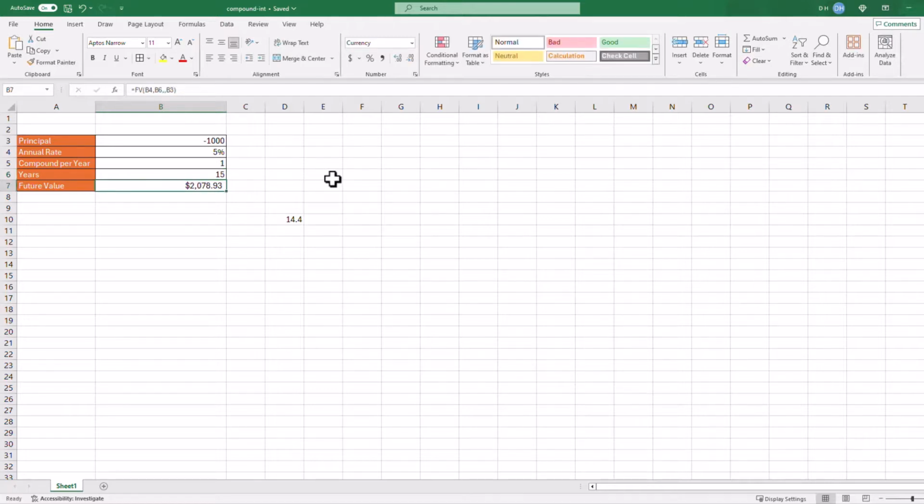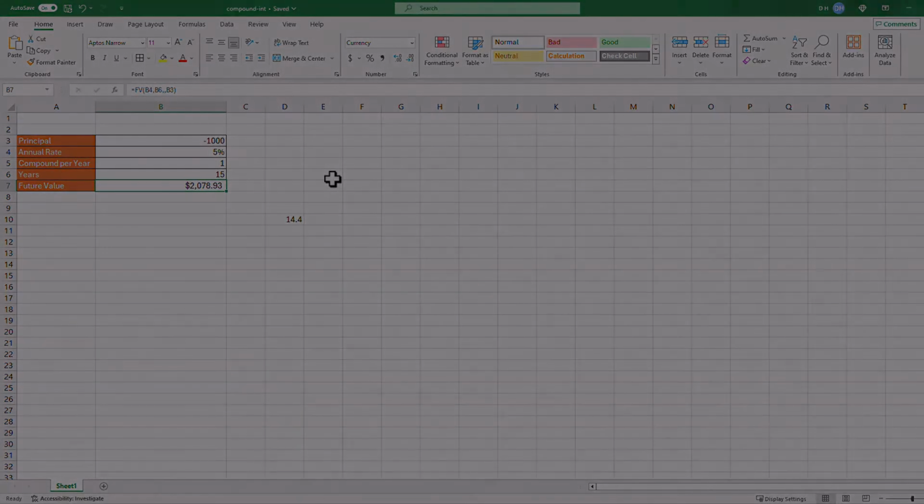So if you didn't want to do all these calculations and you wanted to see, hey, if I got an interest rate, how long does it take for my money to double? You can use this rule of 72. 72 divided by the interest rate.